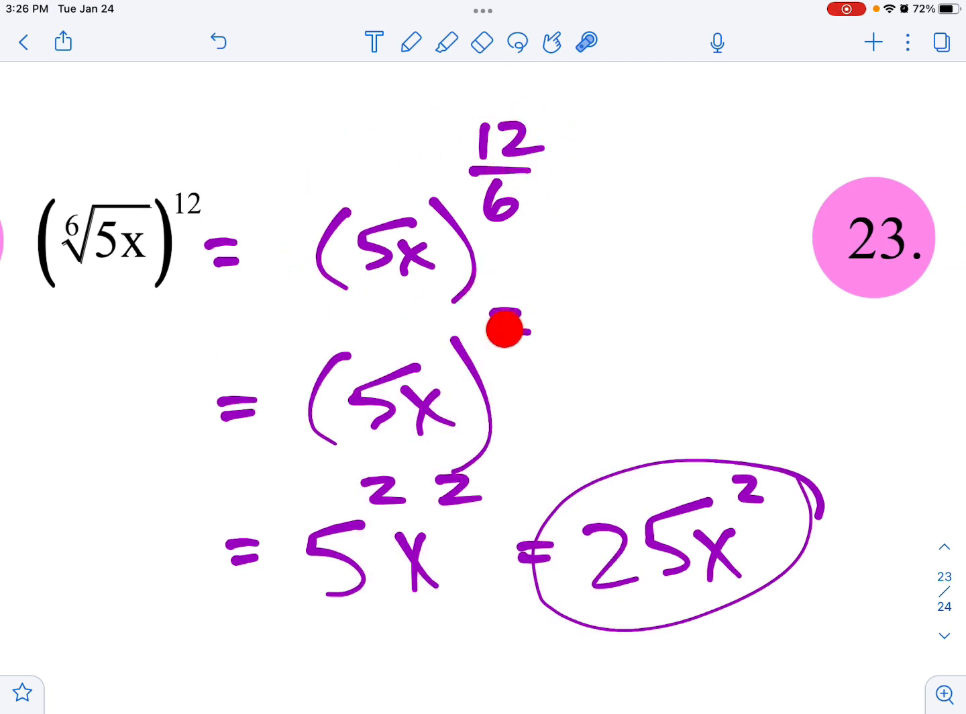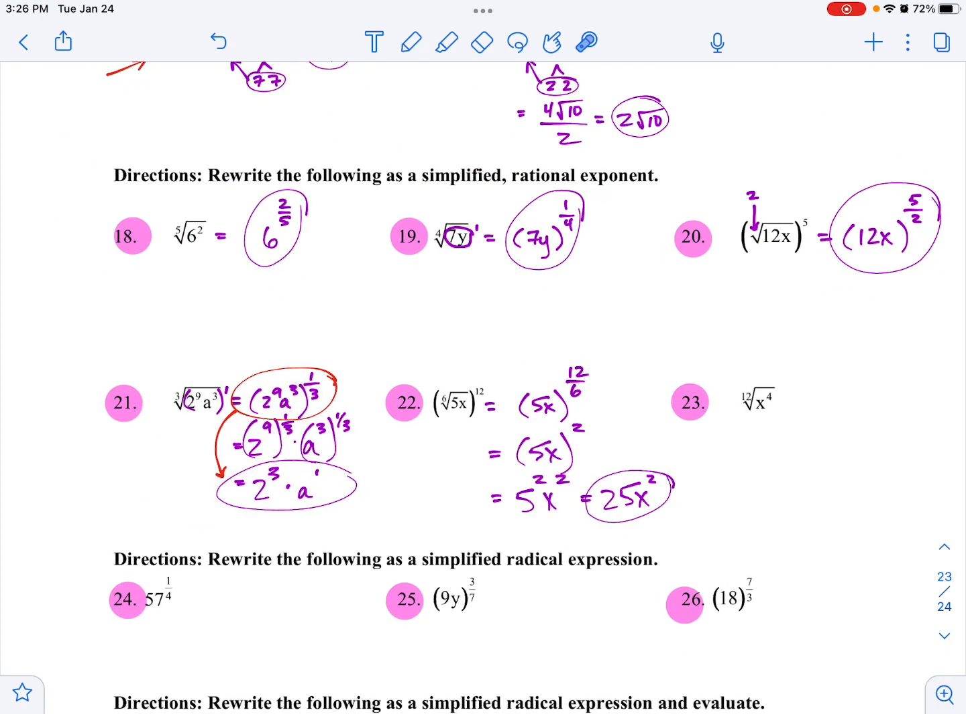12 over 6 reduces. And then since you have multiple things in this parentheses, you can make this 2 exponent go to the 5 and to the x. 5 squared is 25. Let's try one more.